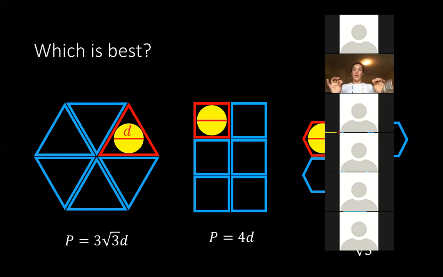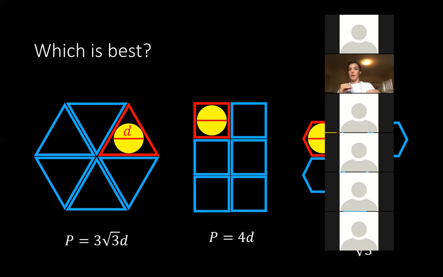In the case of the square, the perimeter, so again, the amount of wax or paper that you're going to have to use, is 4 times the diameter. And in the case of the hexagon, the perimeter is 6 divided by the square root of 3 times the diameter of the egg, so the certain size of the egg that you're trying to store.